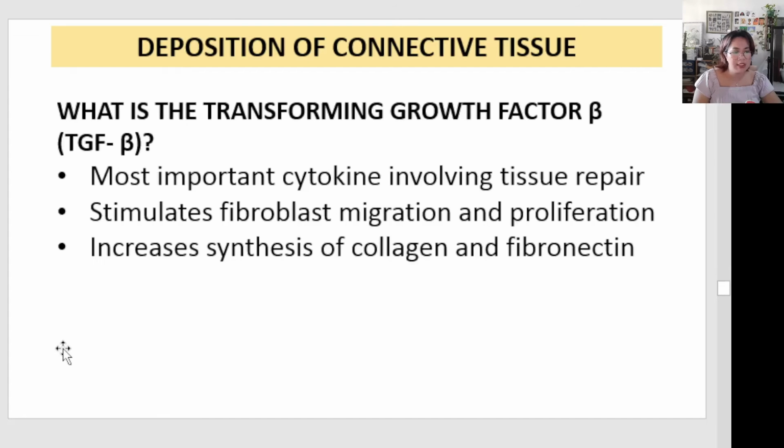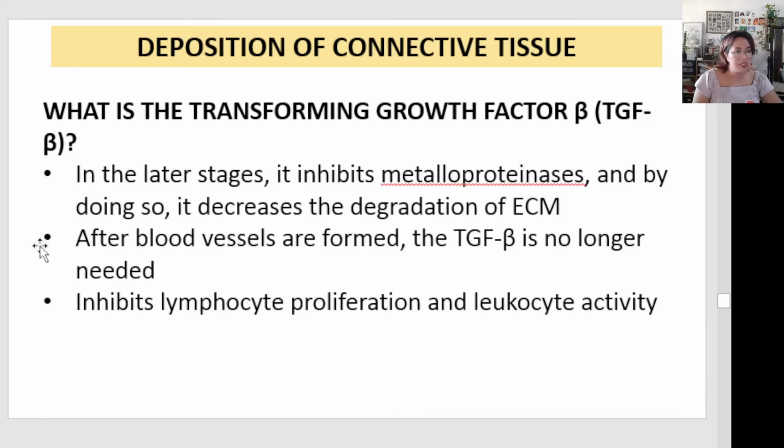So, what is the transforming growth factor beta or TGF beta? This is the most important cytokine involving tissue repair, particularly scar formation. This stimulates fibroblast migration and proliferation. This increases the synthesis of collagen and fibronectin. In the later stages, it inhibits MMPs or metalloproteinases, and by doing so, it decreases the degradation of ECM, which is needed in the remodeling of newly formed blood vessels.